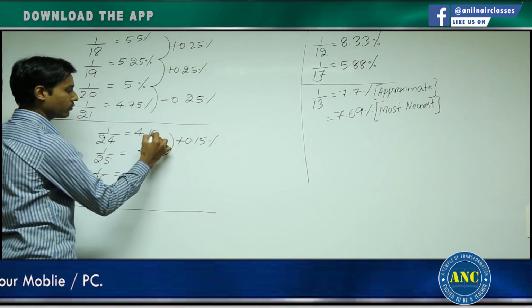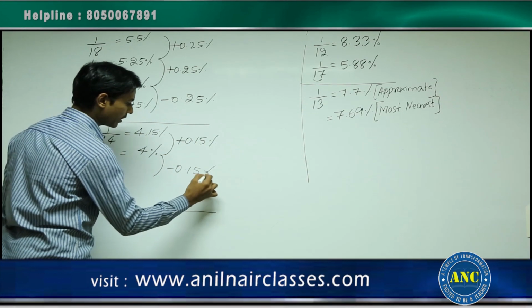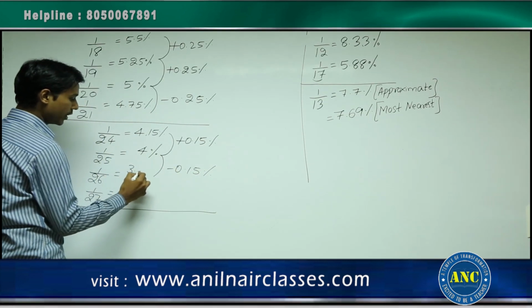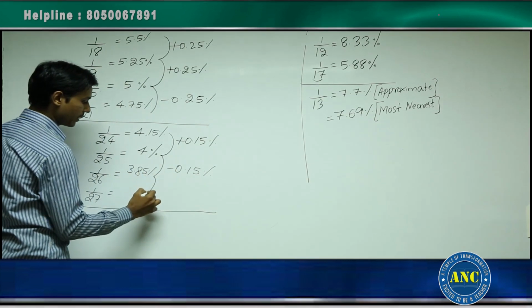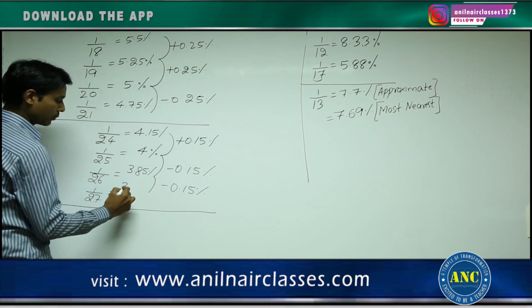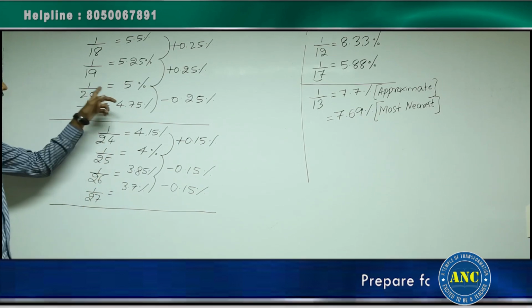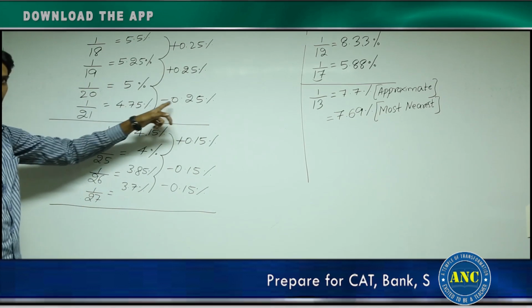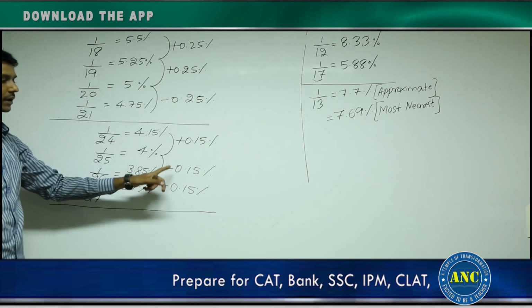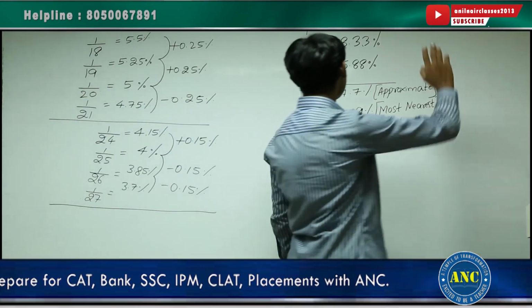So 4 plus 0.15 is 4.15. Below one will go with a deviation of minus 0.15. 4 minus 0.15 is 3.85%. Again below one is minus 0.15. 3.85 minus 0.15 is 3.7%. Clear, right? When it is 1 by 20, it is plus or minus 0.25. When it is 1 by 25, it is plus or minus 0.15. Clear? Clear.